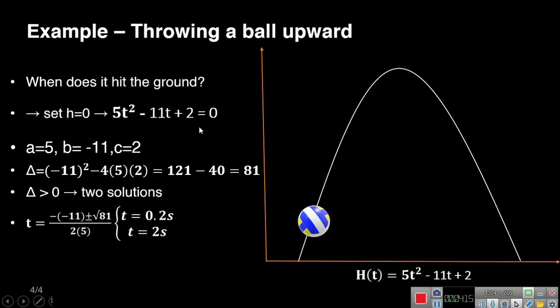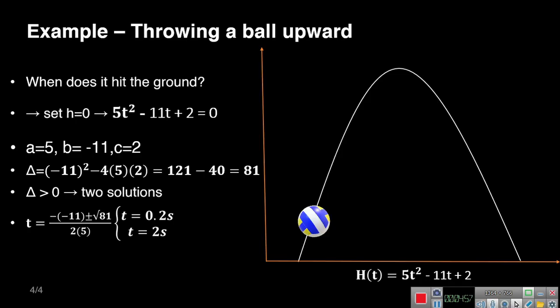Now we identify the coefficients. A equals 5, B equals -11, and C equals 2. By using these values, we calculate delta. Delta becomes 81. Since 81 is positive, we know that the equation has two solutions.